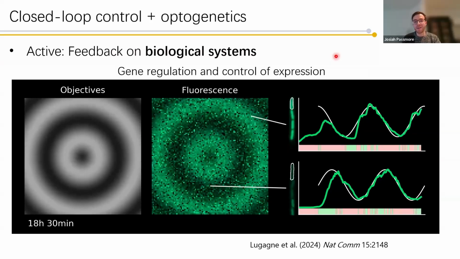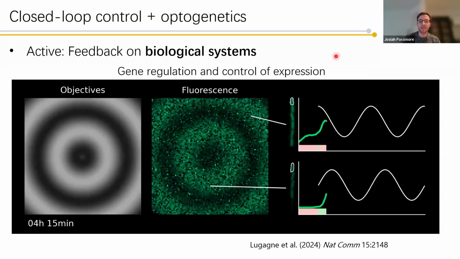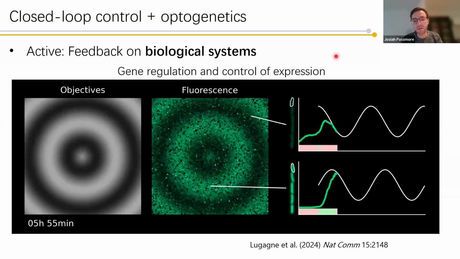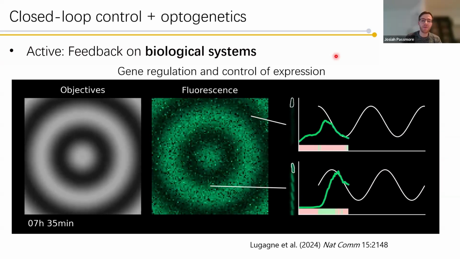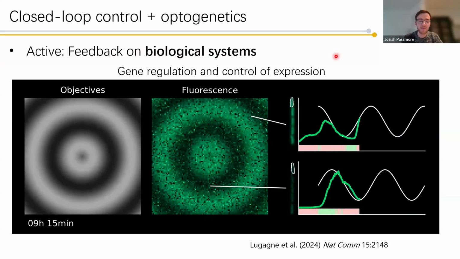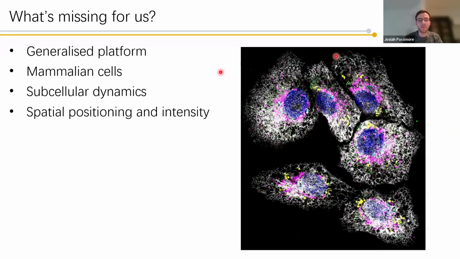And all of this prior art has really nicely shown the possibilities of combining closed loop control and optogenetics. But what is missing for us in order to make use of these approaches for our very diverse set of experiments? What we thought is missing is a more generalized platform. We want it to be more compatible with mammalian cells and to overcome a lot of the heterogeneity there. We are focusing on subcellular dynamics, so really inside the cells. And we wanted to control not just the intensity of the light, but also the spatial positioning itself alongside the intensity.